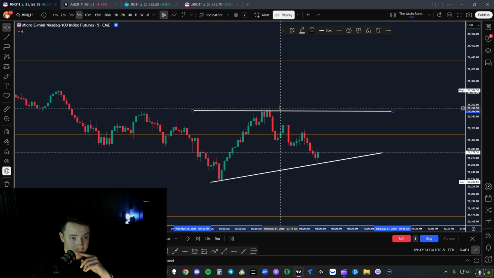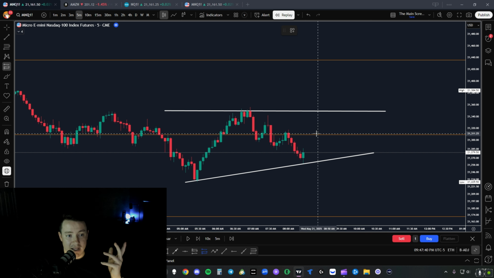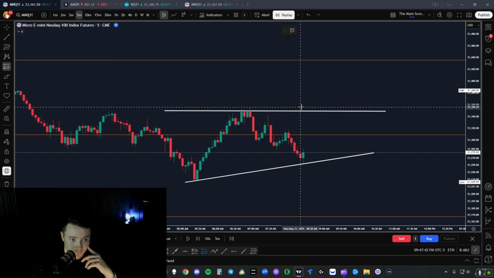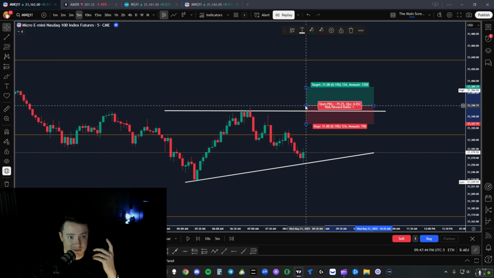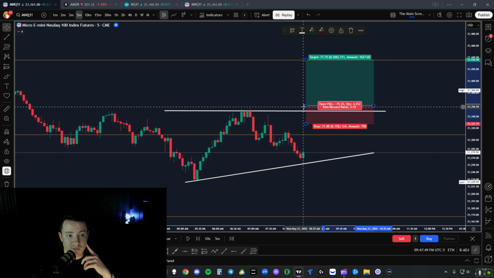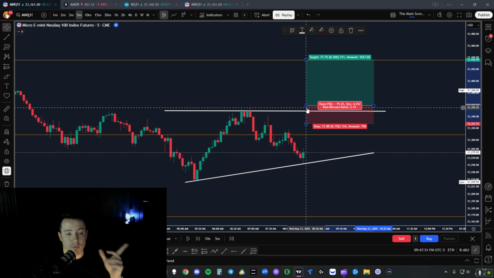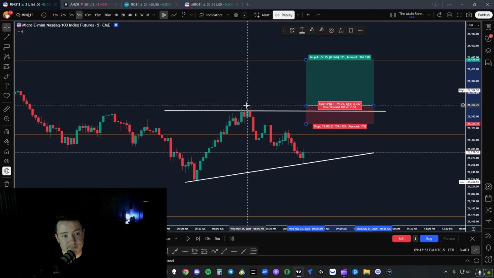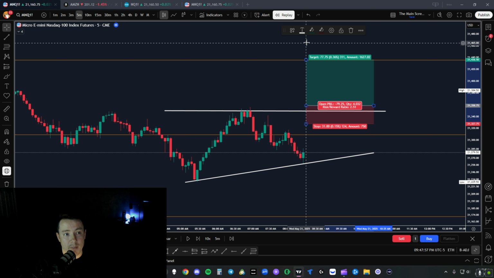So this is what I'm waiting for. This is my idea in my head. I really want NAS buys. I'm overall bullish on NAS. So NAS buys is really what I'm going for. So we're going to enter once we break this resistance. Once price action breaks this resistance here and breaks this previous high, that's when we are going to enter the buy position.